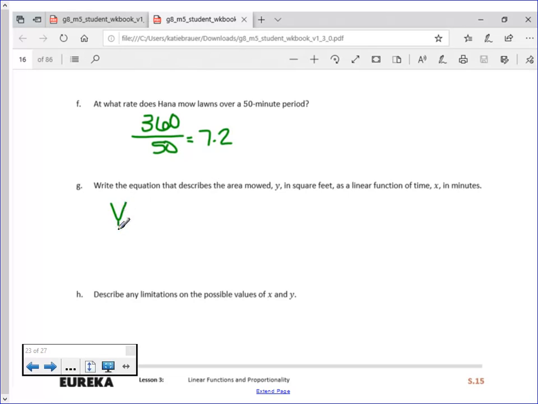Well, what number did we keep getting over and over again? So y equals 7.2x.